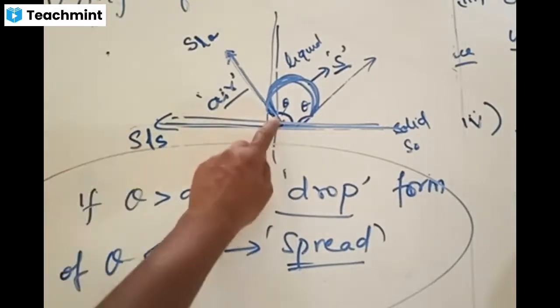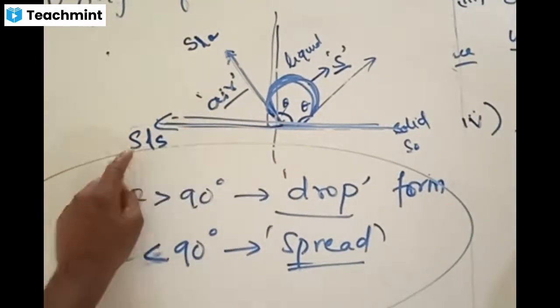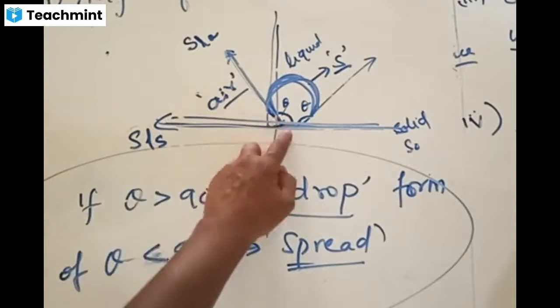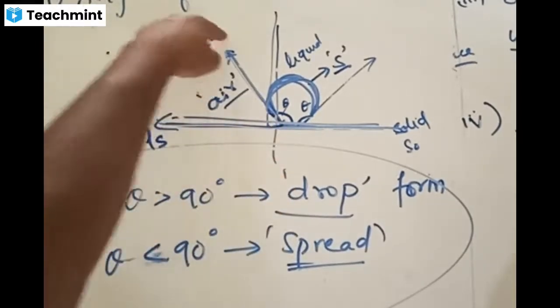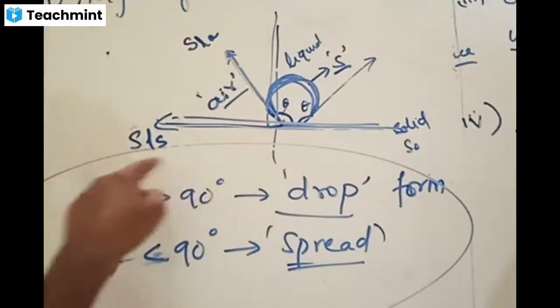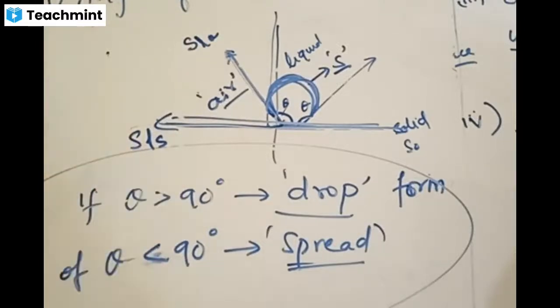Surface tension of liquid with respect to solid. SLA is the surface tension of liquid with respect to air. SLS is the surface tension of liquid with respect to solid. We will not use these terminologies that much, but just remember, you should know this.